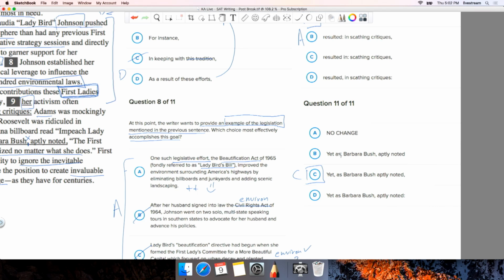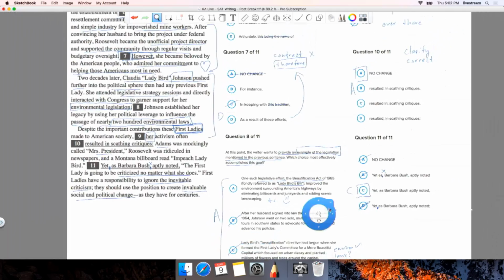So yet as, the comma there, that placement is wrong. We know that it's not no change. And then yet as, well, I'm missing a comma here, so that one's out. And yeah, so there we are.